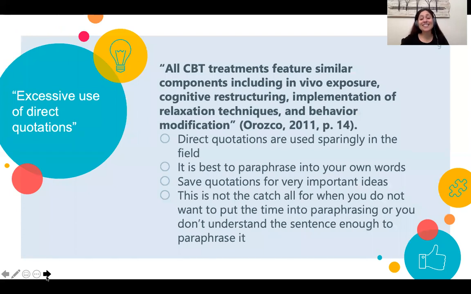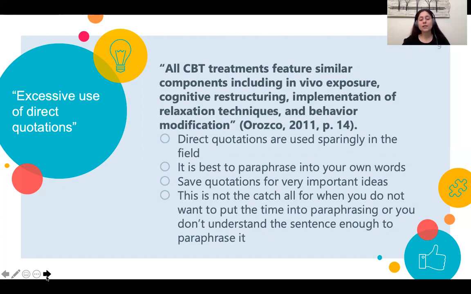Another issue is excessive use of direct quotations. I've said this a couple times before. Remember that direct quotations are used really sparingly in psychological writing. It's best to paraphrase in your own words and only save quotations for very important ideas or for terms that you're going to use that are directly quoted from an article. A quotation is not a catch-all for when you don't want to put time into paraphrasing, or more commonly, when you don't understand the sentence enough to paraphrase it. If you don't understand it, ask for help with clarifying it, ask me for help, or don't use it, right? So try to turn these into language that is paraphrased instead of a direct quotation.